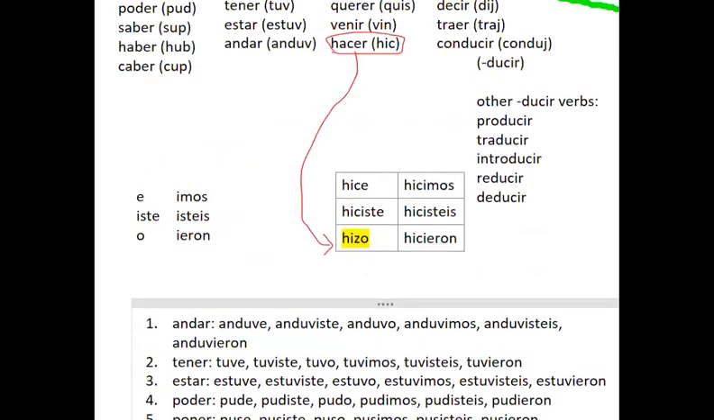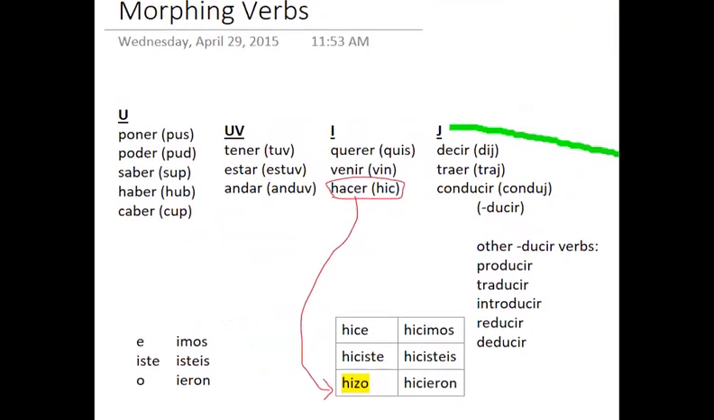All right, let me go back to the final stems. These are ones that end in J, and these are going to be treated just a little bit differently. We've got decir, traer, and these verbs have J at the end of the stem. D-I-J, T-R-A-J, but you still take that and then you add those endings to it with one little change. Let me go ahead and show that to you.